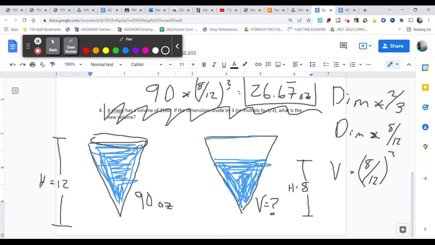So really, if we drink out of our cup to where we drink 1/3 of the height away, how much we're drinking away is basically 63 ounces. So that's a lot. What we're left with is 26.67 ounces here. That's a big cone, by the way. A 90-ounce cone.